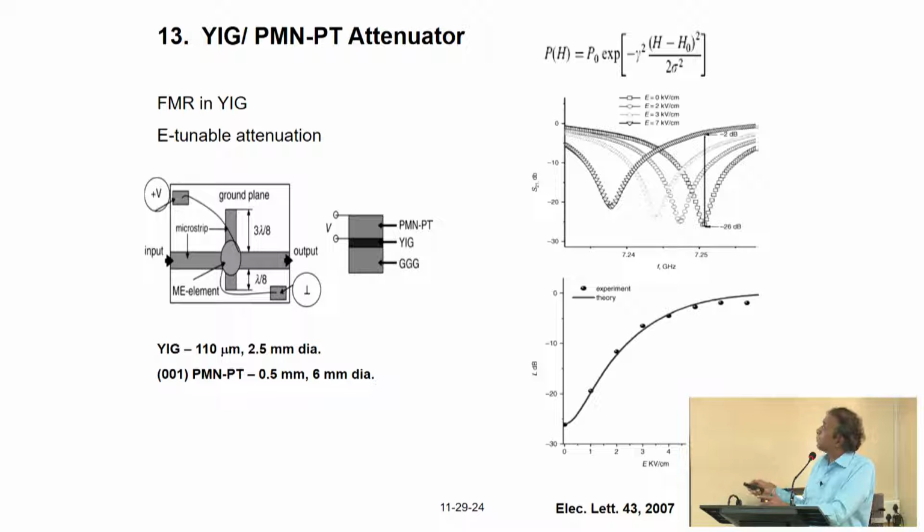If you are sitting at a particular frequency, for example, 7.24, you see here the profiles, as you go parallel to this frequency along this axis, here the attenuation is minus 15, then it goes to minus 10, minus 3, and minus 1. So that's the way you can change the attenuation for the incoming microwave frequencies by changing the electric field.